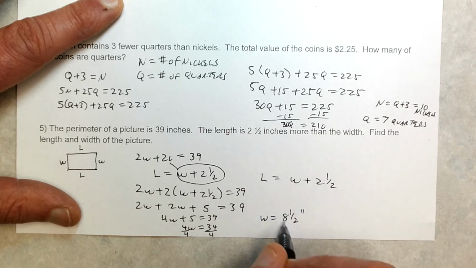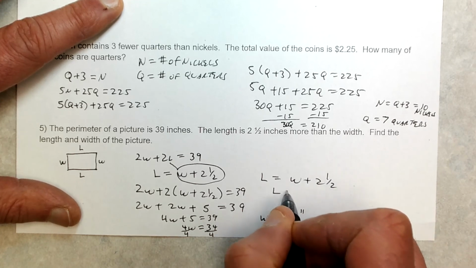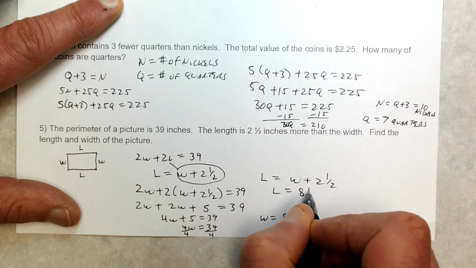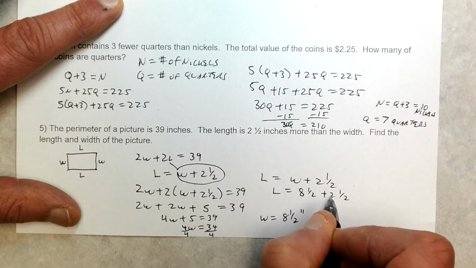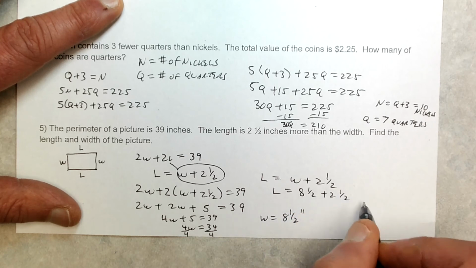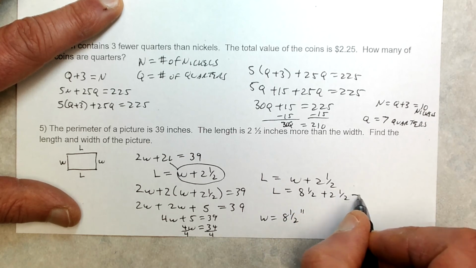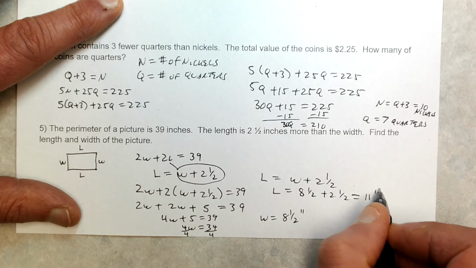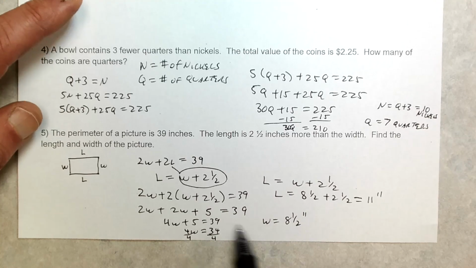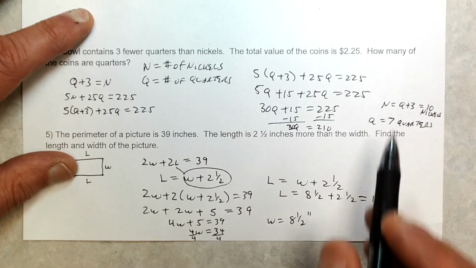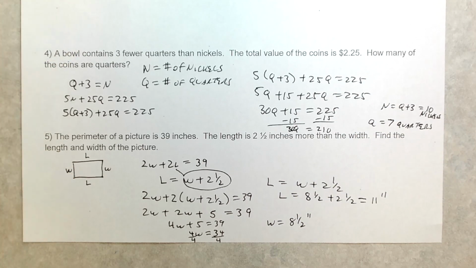But we'll put the answer for width in there, and we'll get L is equal to 8.5 plus 2.5, which is, 8 and 2 is 10, and another set of halves put together is another 1, and this is 11 inches. It actually, coincidentally, is the same size as the paper I'm writing on. This is standard 8.5 by 11 inch paper, and that happened to be the answer to that problem.